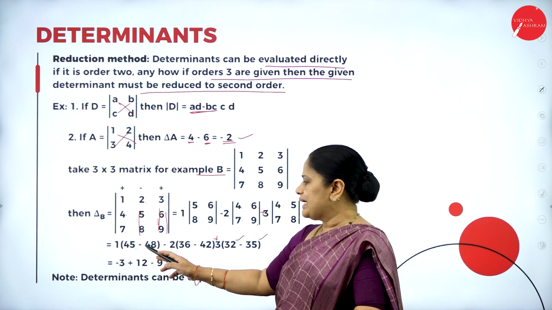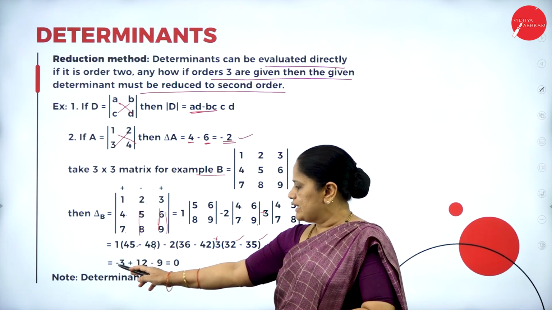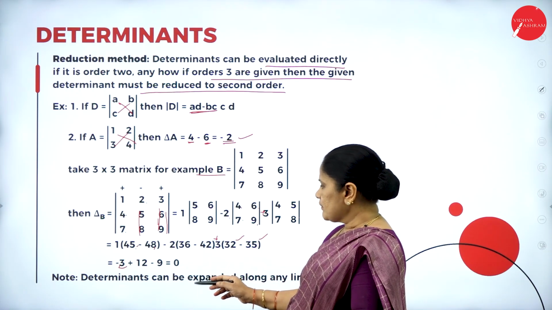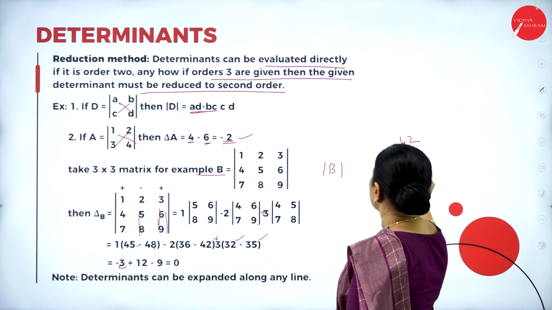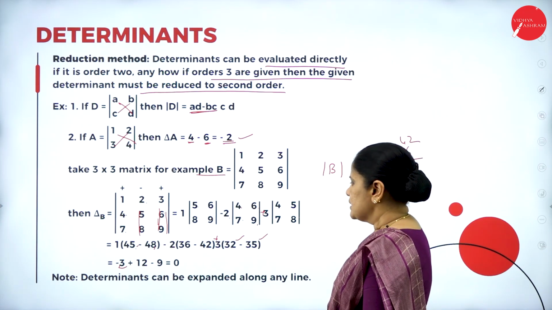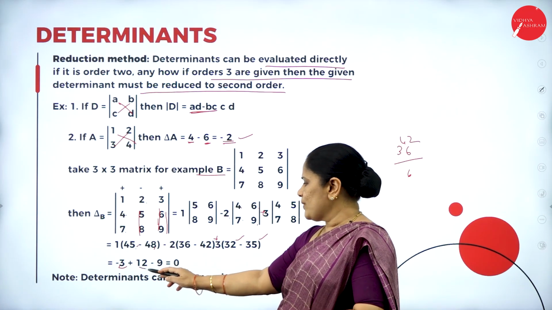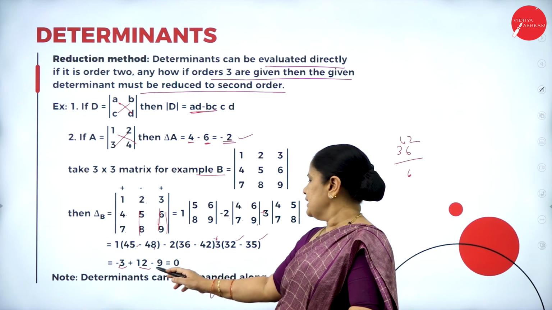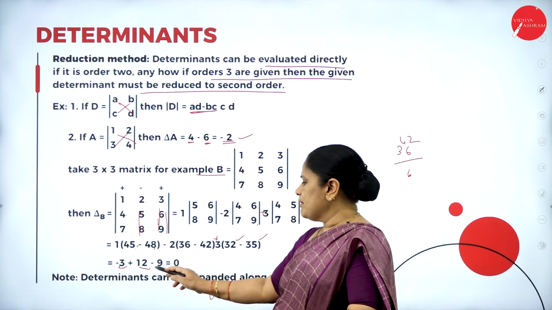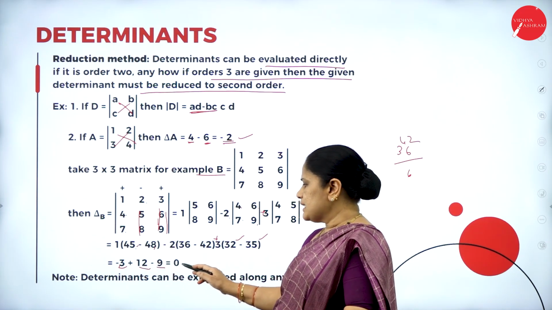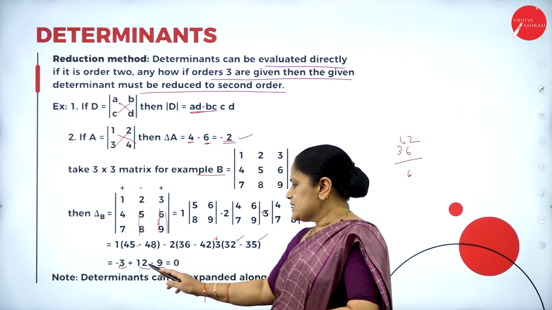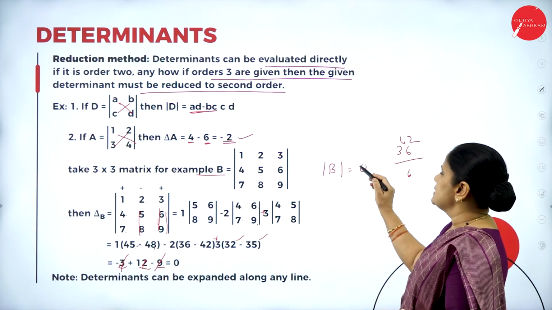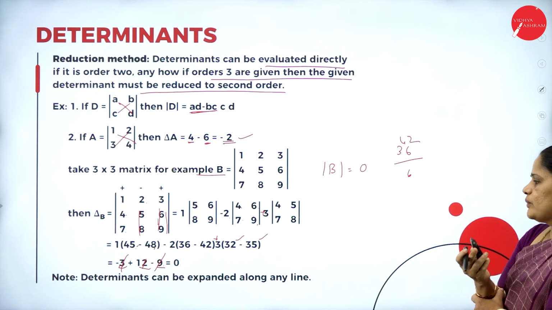So, 45 minus 48 is minus 3. Minus 3 into 1 is minus 3. 36 minus 42 will be equal to 6. 6 into 2 is 12. And 32 minus 35 is minus 3. Minus 3 into 3 is minus 9. So, I am getting the answer as minus 3 plus 12 minus 9, that is 0. So, the determinant value equals 0. So, the value of the determinant B is equal to 0.